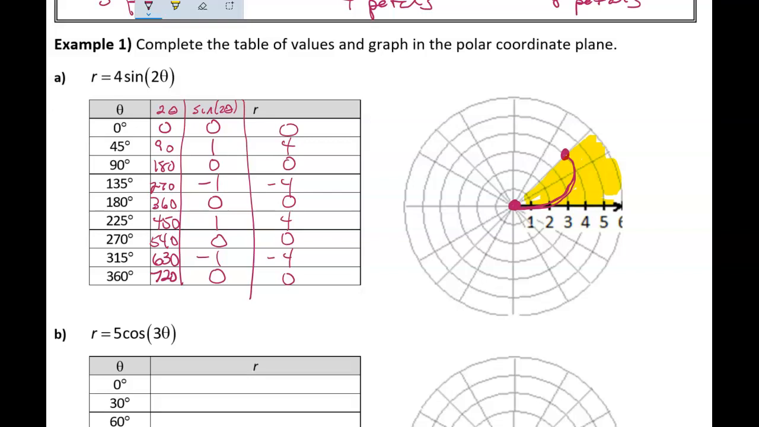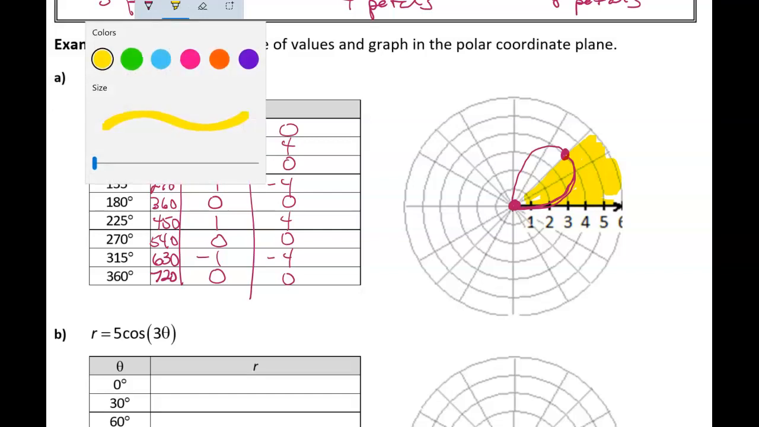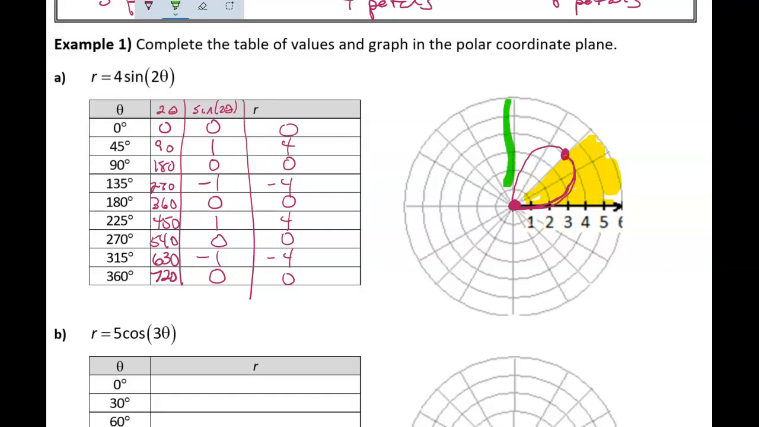All right, then between 45 and 90, the radius goes from 4 back down to 0. So that's the portion from 0 to 90. Then from 90 to 135, and let's highlight that portion right there, from 90 to 135. I'll kind of highlight that one in green. There's the 90 to 135 wedge.